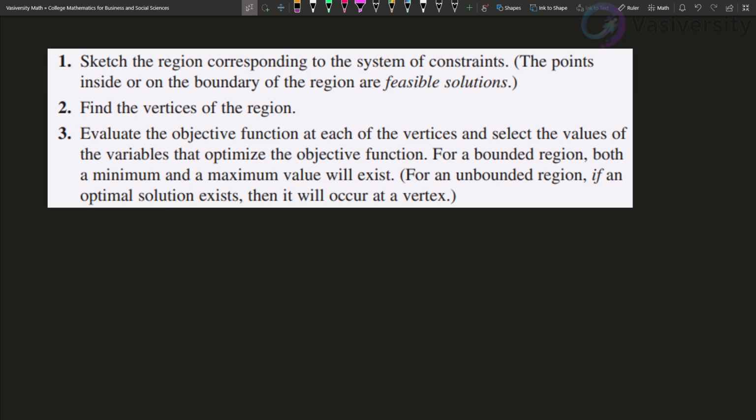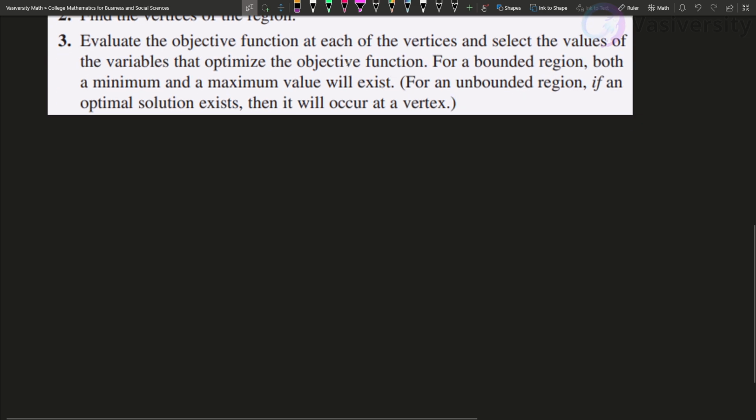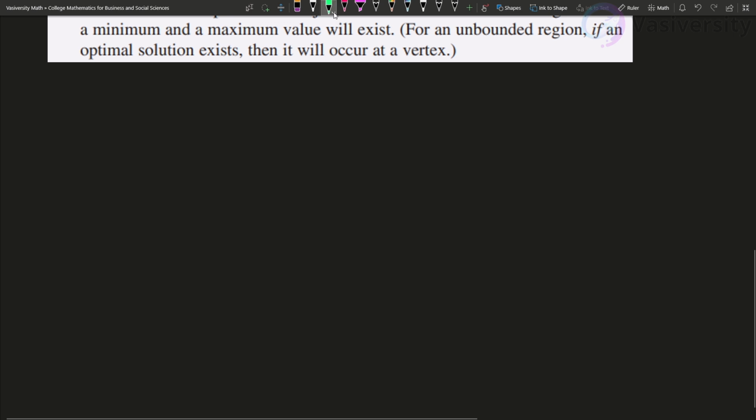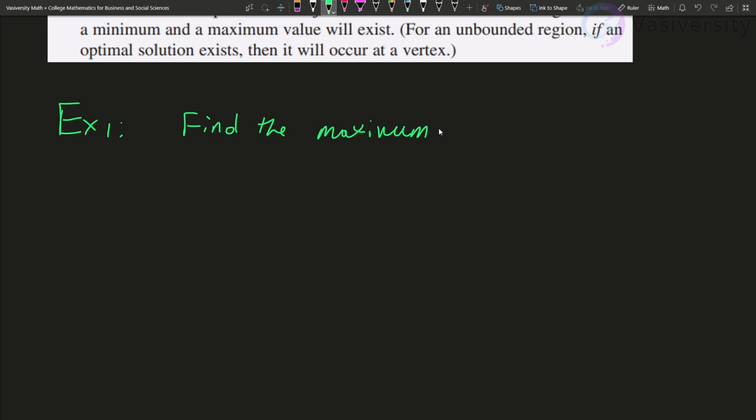Let's go ahead and take a look at a problem. Example one: we want to find the maximum value of z equals 3x plus 2y. And then we're given some constraints.